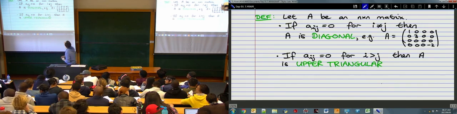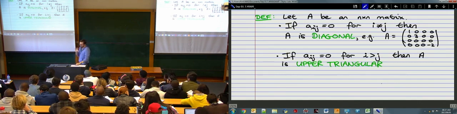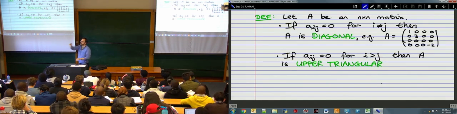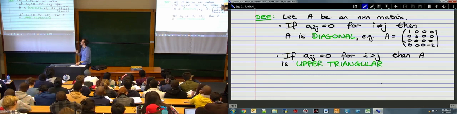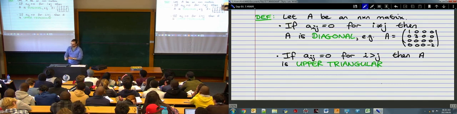For example, the diagonal entry A33, that shouldn't be 0? No. The fact that we have a diagonal matrix, all it says is that everything off the diagonal must be 0. It doesn't say anything about the values on the diagonal. And this as well, it says everything beneath the diagonal must be 0.